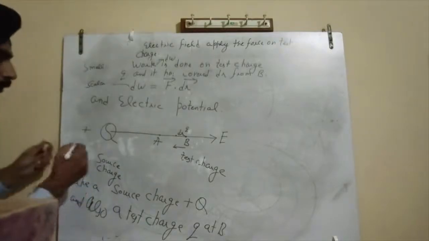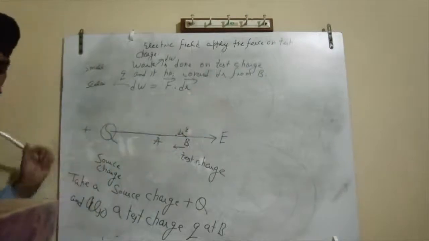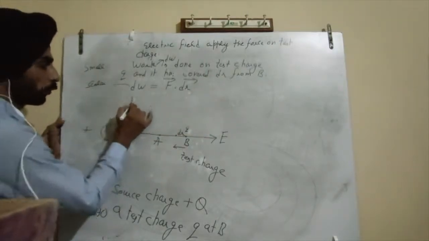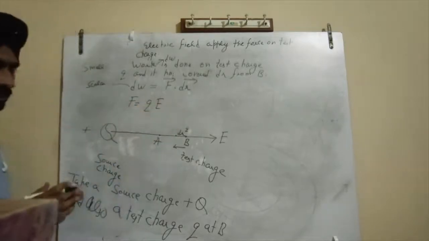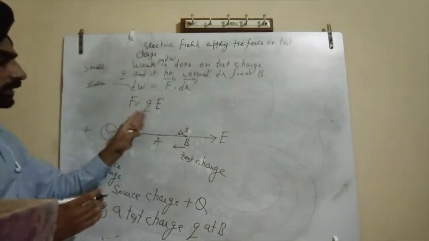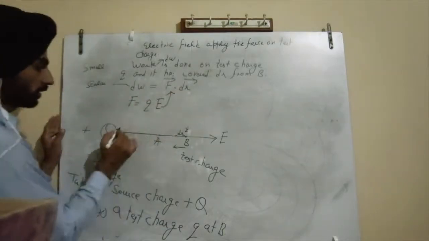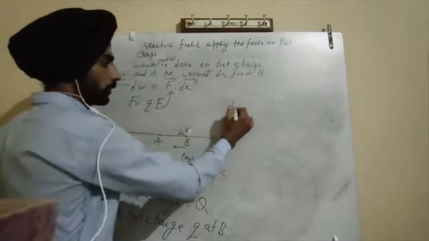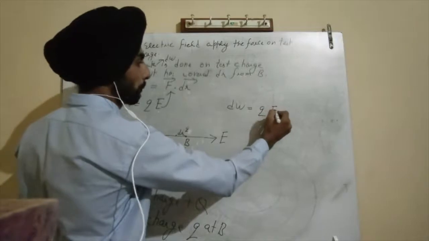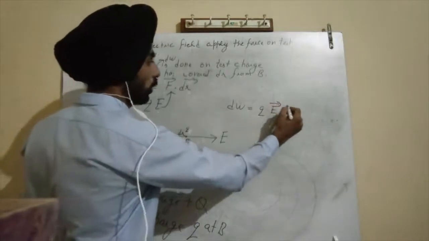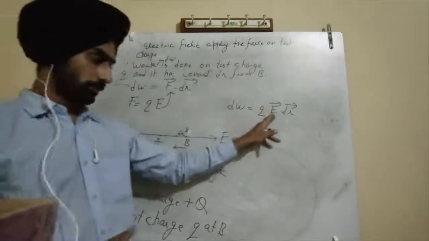But we know that force is equal to QE. This is the relation when an electric field is acting on a test charge. Force will be F is equal to QE. Put this relation here. dW is equal to QE dot dr, where E is a vector quantity. So this is the dot product of two vectors.